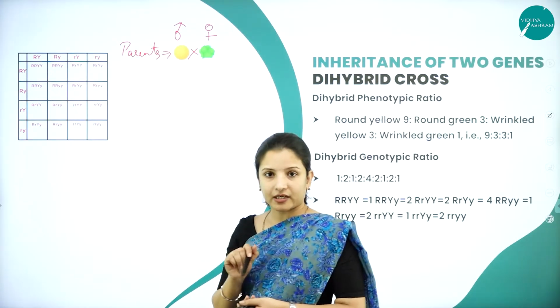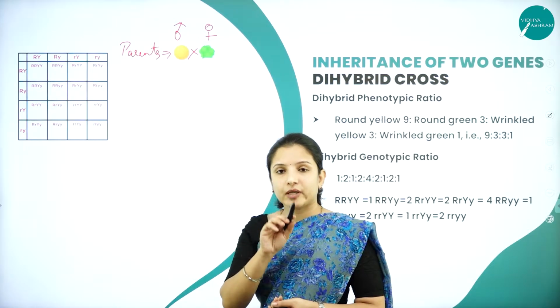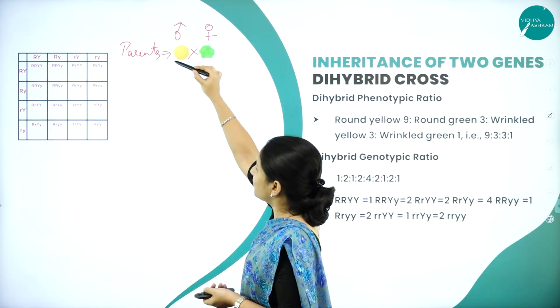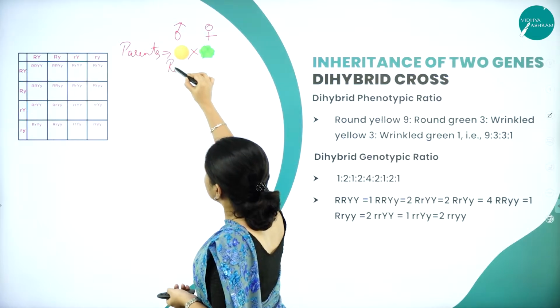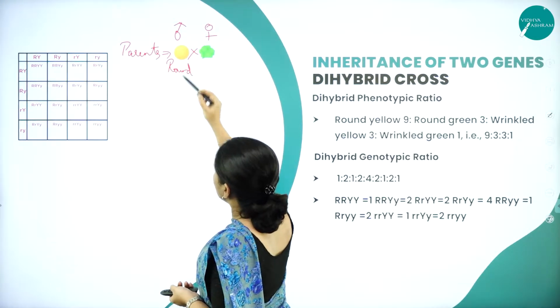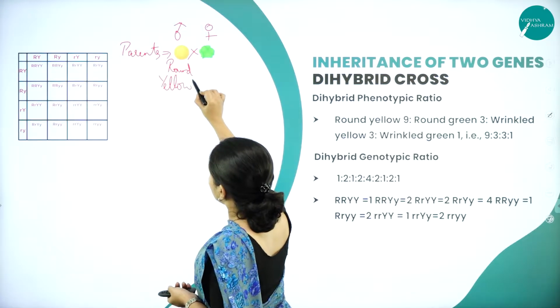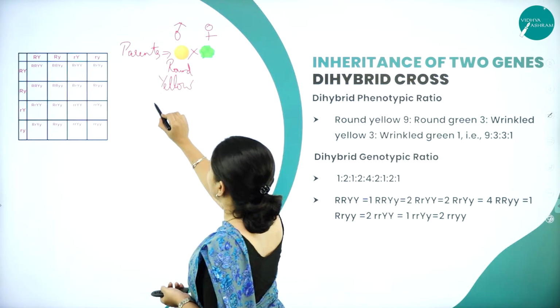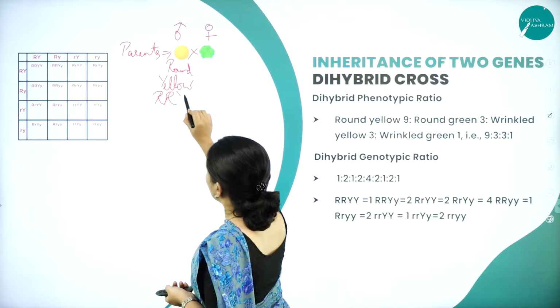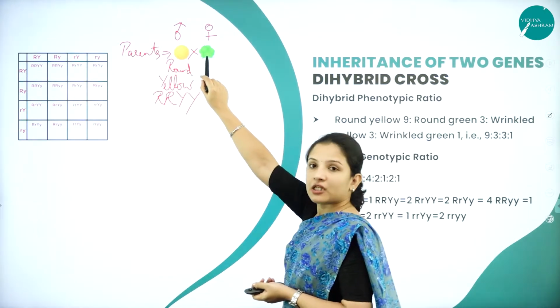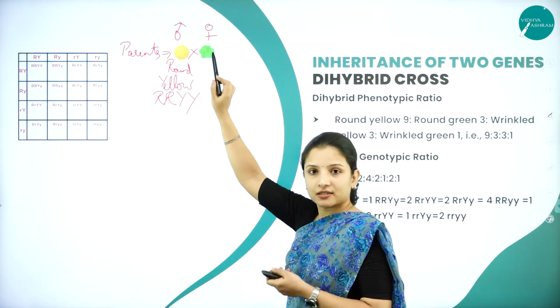In the male parent plant, he saw that the male parent plant produced round seeds. So you can see here the shape of the seed is round. It produced round seeds and yellow in color. So it is dominant, round seeds and yellow in color, which is represented as RRYY.